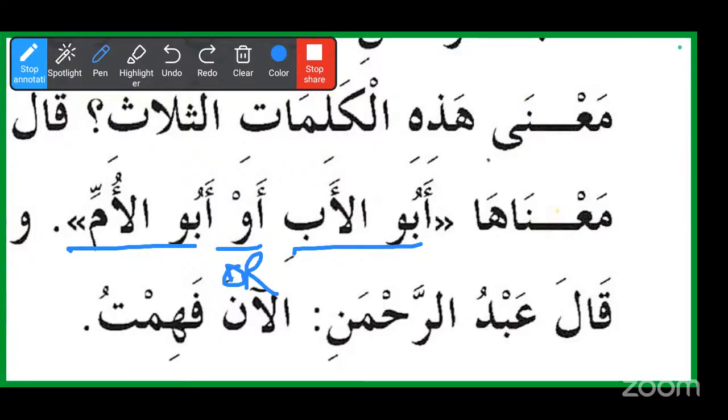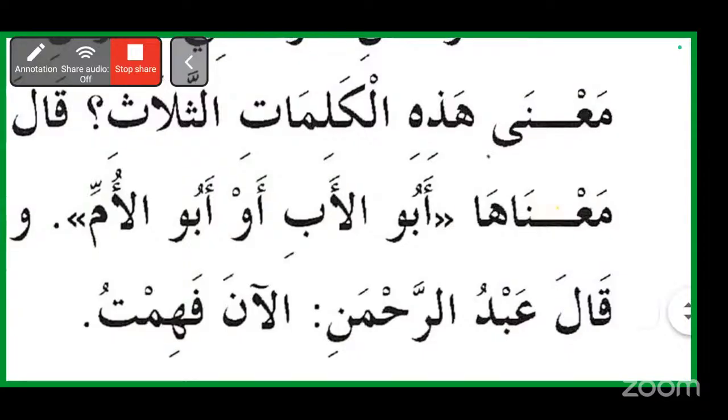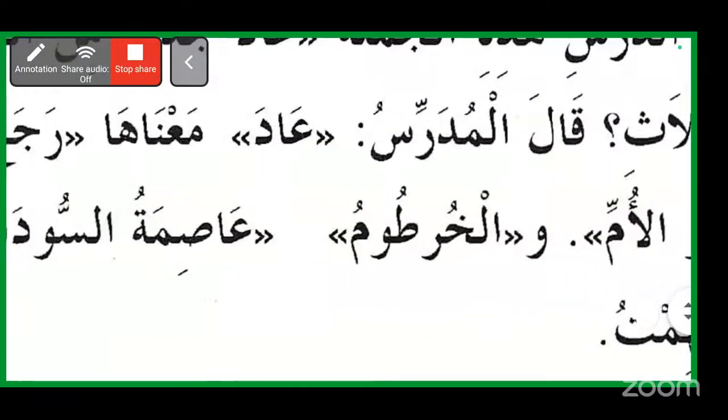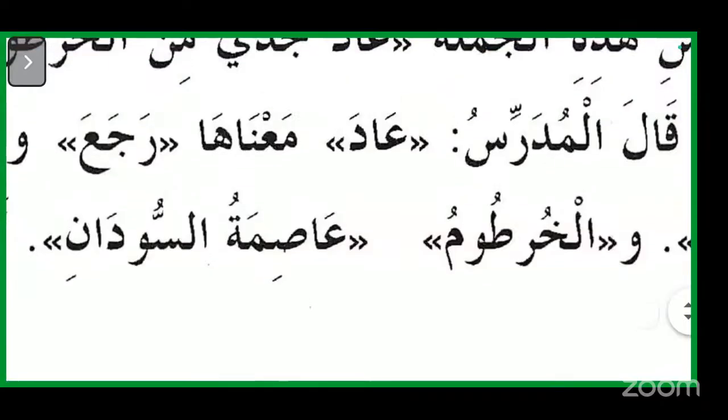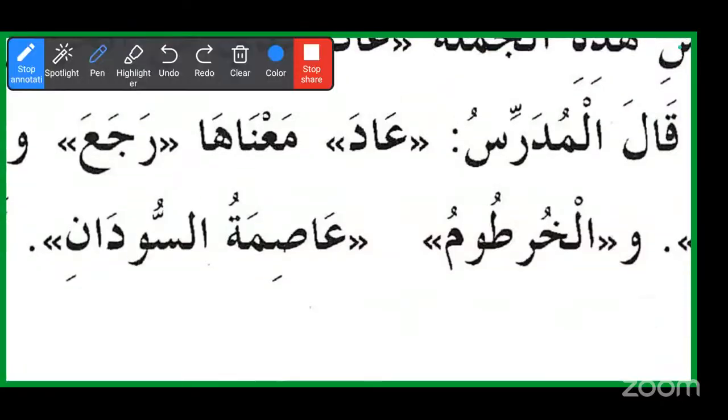So here we have mudaf and mudafun ilayh. Abu is mudaf to ab. And al Khartoum asimatu Sudan, a city in Sudan.